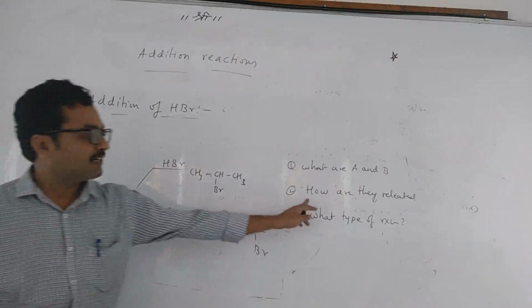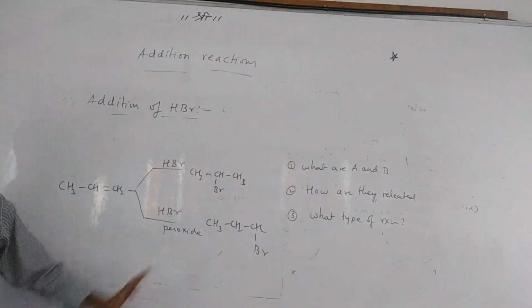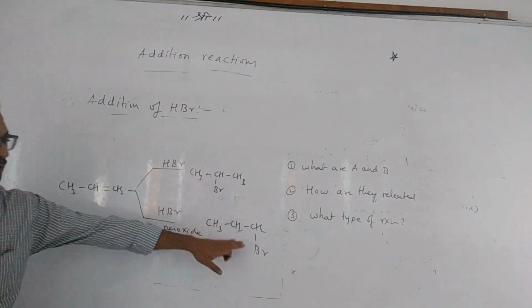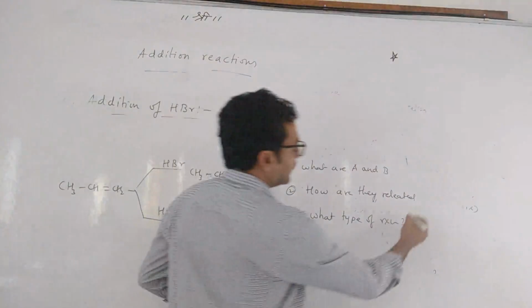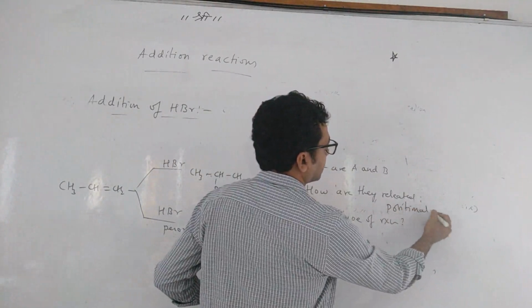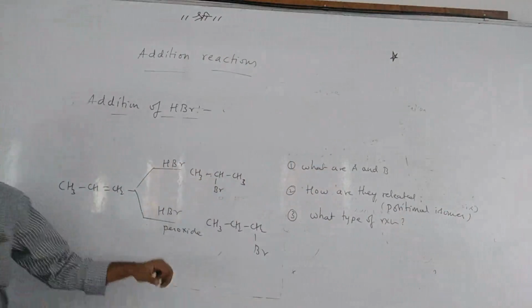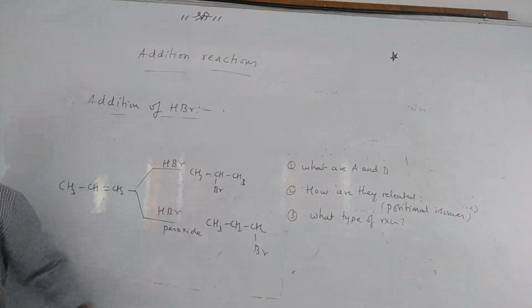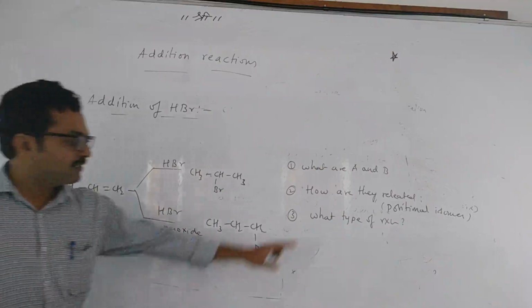Second one, how are they related? Both are positional isomers. 1-bromo and 2-bromo are which type of isomers? They are positional isomers, A and B, because the position is different. Two compounds having the same molecular formula but differing in the position of the halogen are called positional isomers. Understanding? Now this is important.